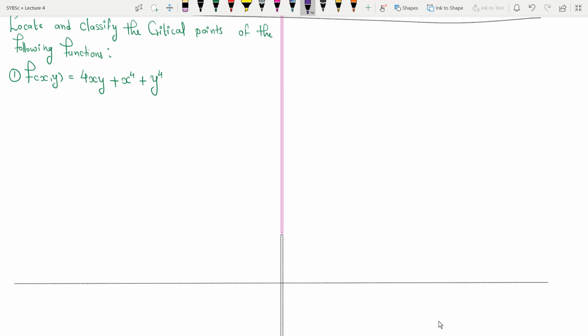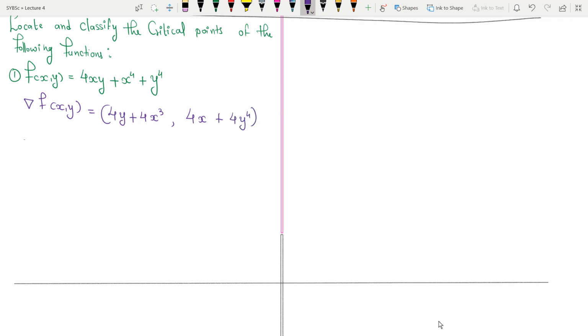To find out the stationary point, I know I should find out the gradient first. So I'll just find out the gradient. My gradient of f(x, y) is nothing but partially differentiating this with respect to x, which is 4y plus 4x cube. This with respect to y is nothing but 4x plus 4y raised to 4.